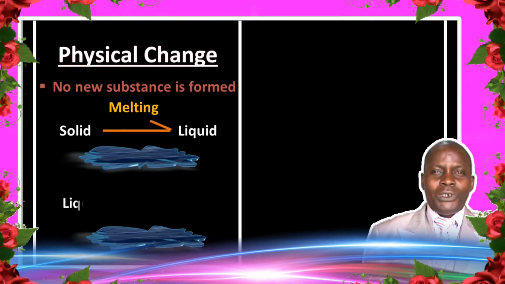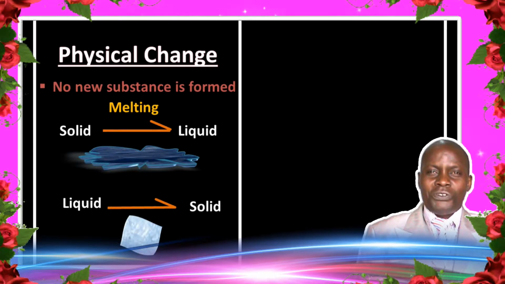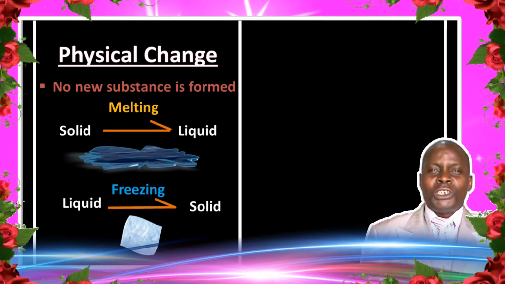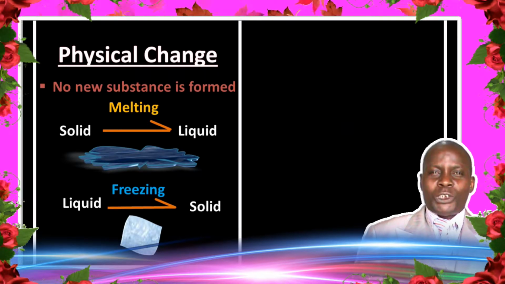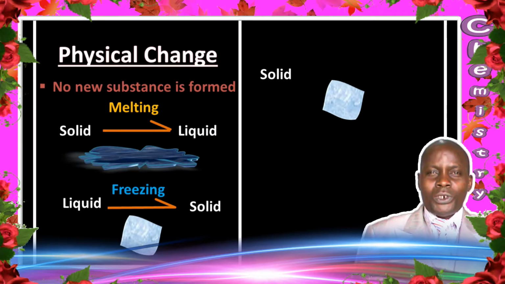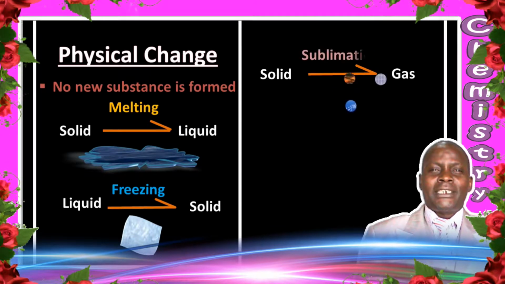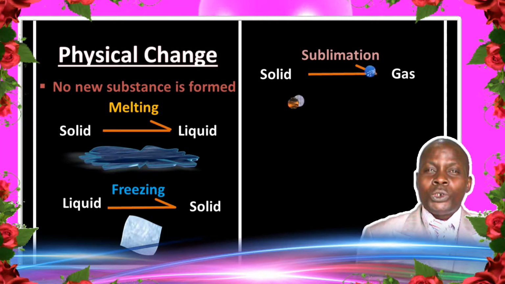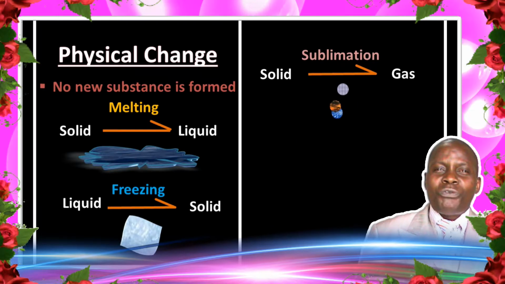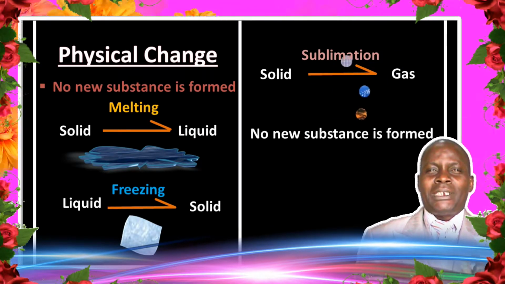Or if a liquid changes from the liquid state to a solid state, which we refer to as freezing, that one is a physical change. If we have a pure substance, a solid, changing from solid state to gas state, then that one we refer to as sublimation, and that one is also a physical change. Now, why do we call them physical change? It's because there is no new substance formed.